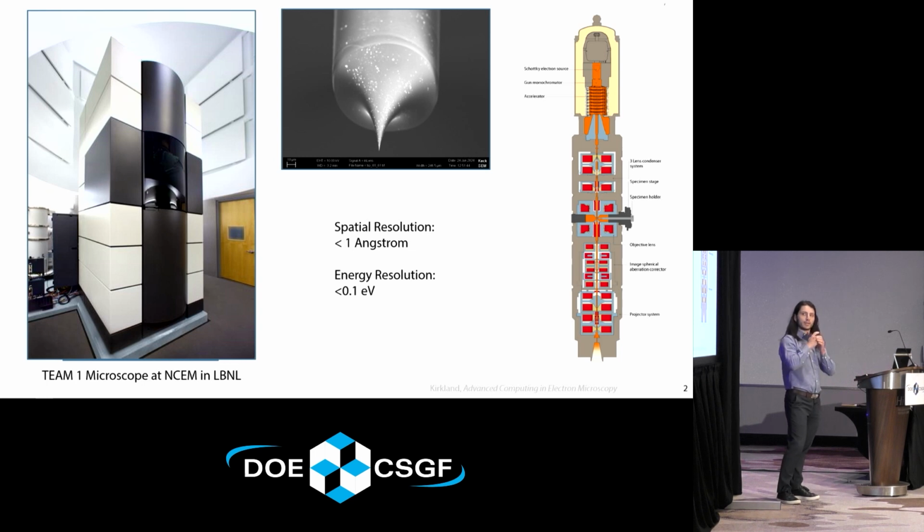This is the TEAM 1 microscope at the National Center for Electron Microscopy in the Lawrence Berkeley National Lab, where I work. The way this works is, you have typically an electron gun at the top. In the middle here is an SEM image of an electron gun. You rip electrons from this electron gun at around 200,000 volts. These electrons go somewhere between 40 and 50% the speed of light. They hit a really small piece of material and they start scattering and diffracting.